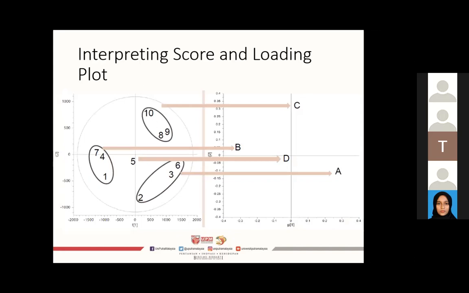Interpreting score and loading plots. Side by side, these two plots very helpfully characterize all the observations in the data set. The two plots are complementary and superimposable, and a direction in one plot corresponds to the same direction in the other plot.